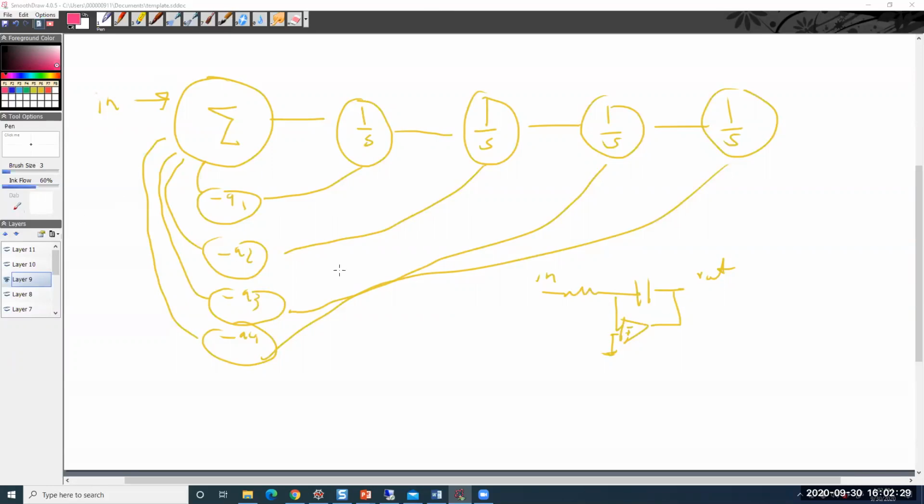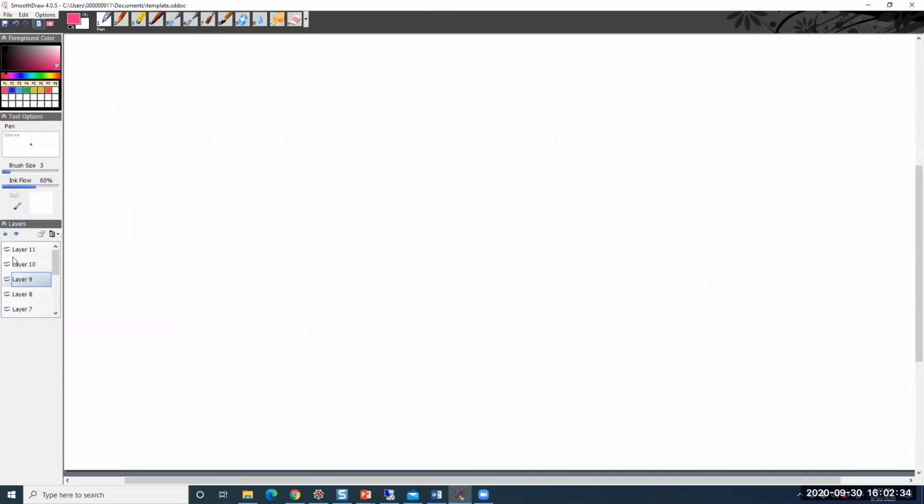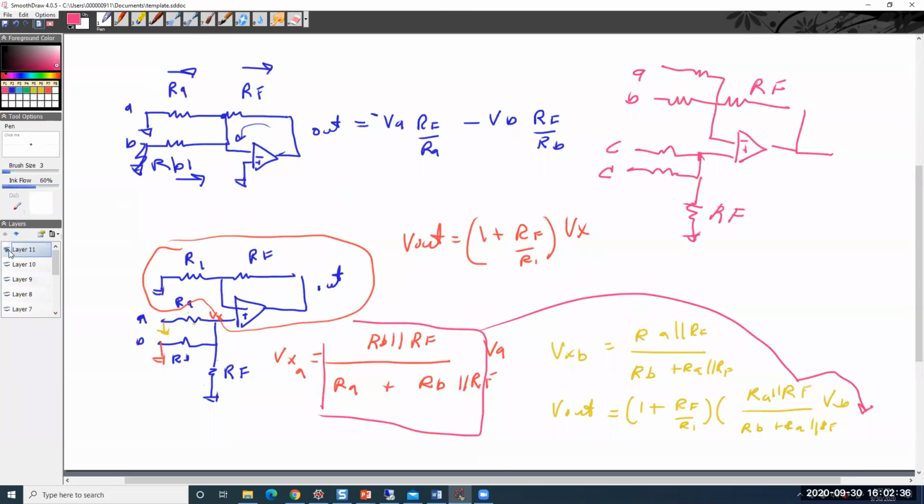Professor, I have a question. Oh, sure. On this previous schematic that you have two RFs, is it necessary that they needed to be equal? If so, what's the reasoning?